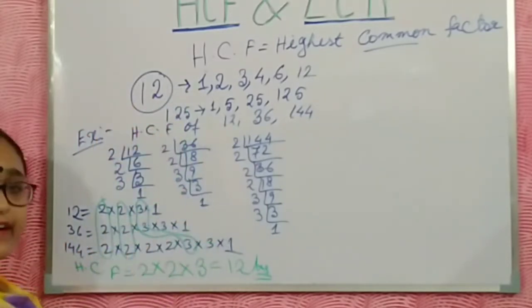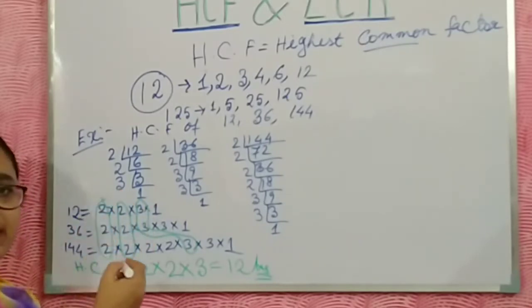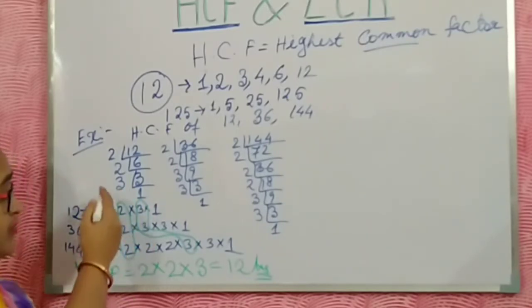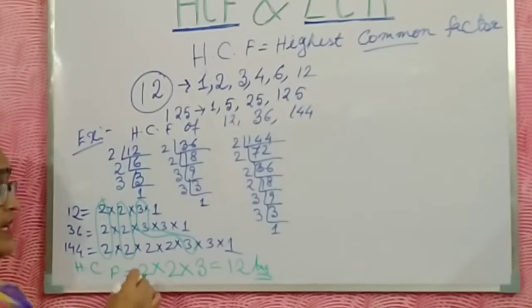First you find all the factors of the given numbers, and then you mark which are common. Then you take one from each of the 3 numbers and multiply. This is the highest common factor. This is called the HCF.